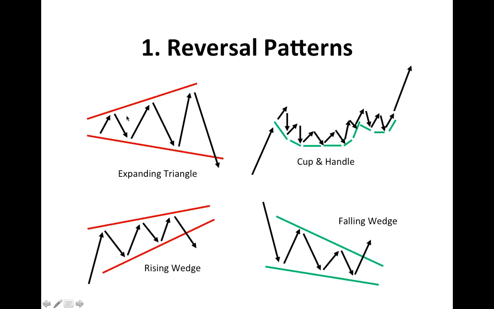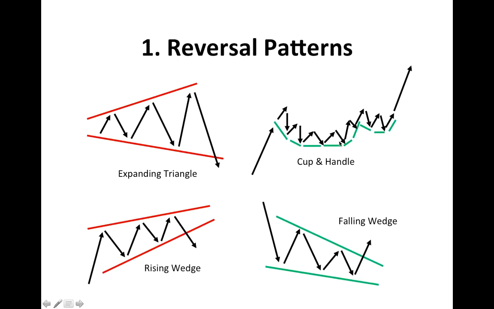Next, we have the expanding triangle. So you notice that this is a triangle that gets bigger and bigger. This is a sign of confusion in the market, and usually it is found near the end of an uptrend. Hence I've colored it in red because it tends to be more of a bearish reversal pattern rather than a bullish one.